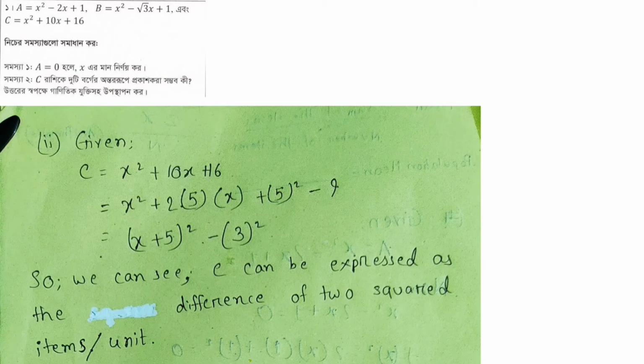So let's see. At first we'll write that given c is equal to x squared plus 10x plus 16. Then we'll write that x squared and 10x can be broken into 2 into 5x.